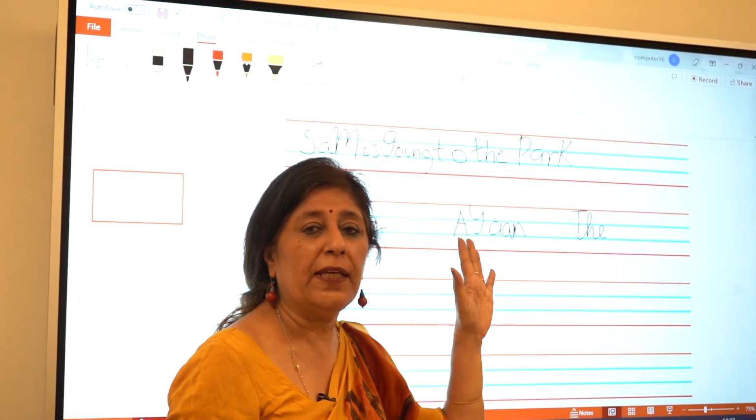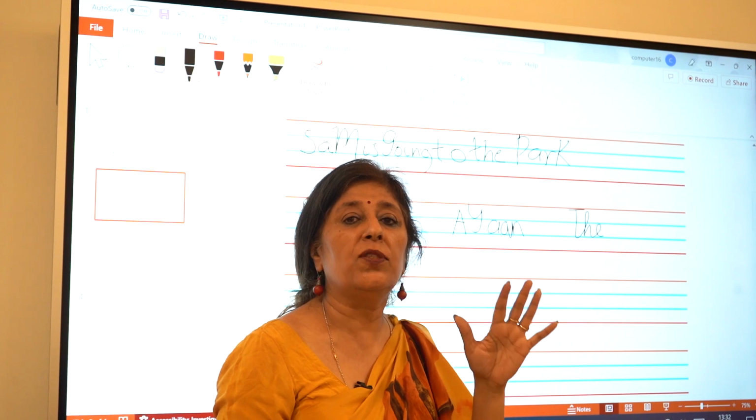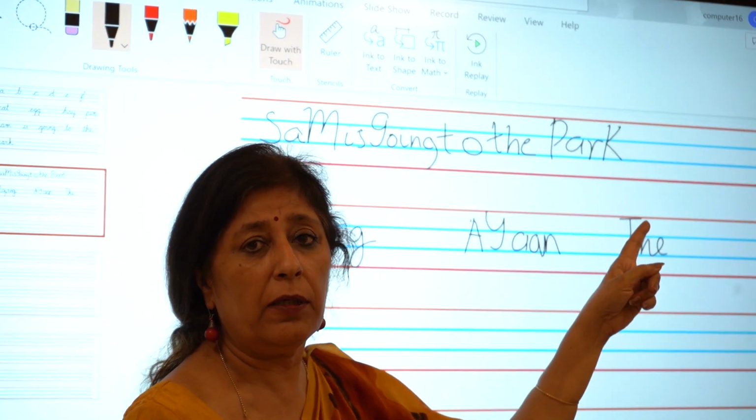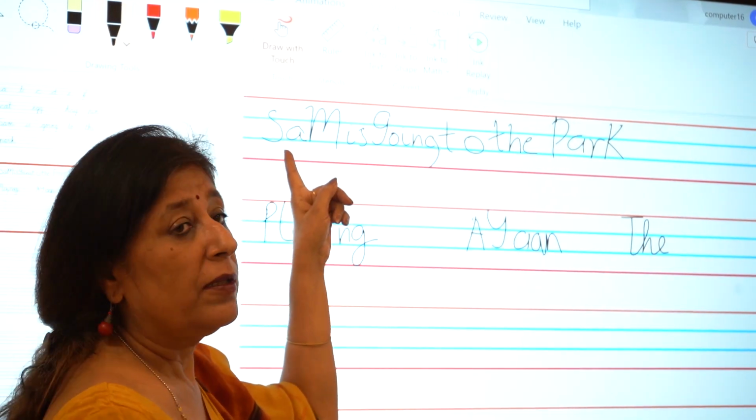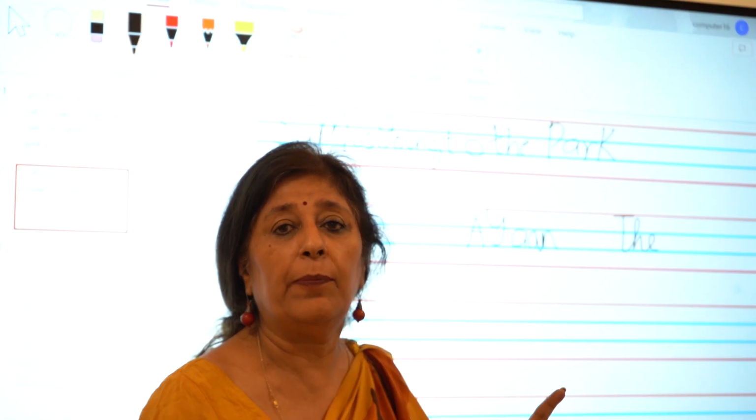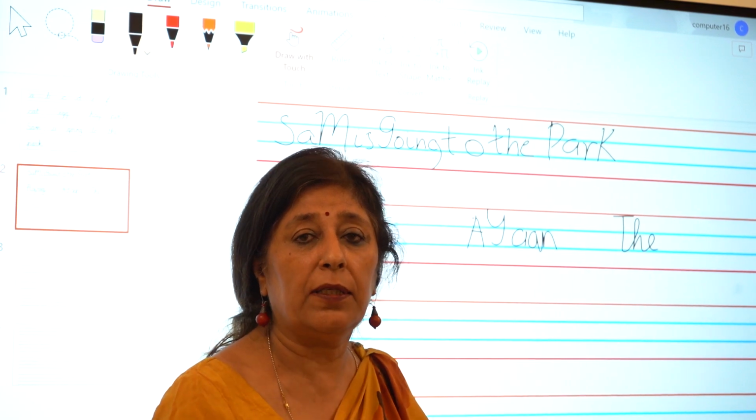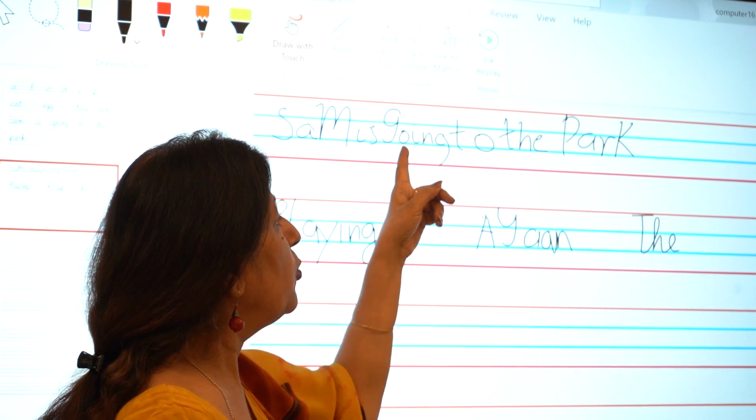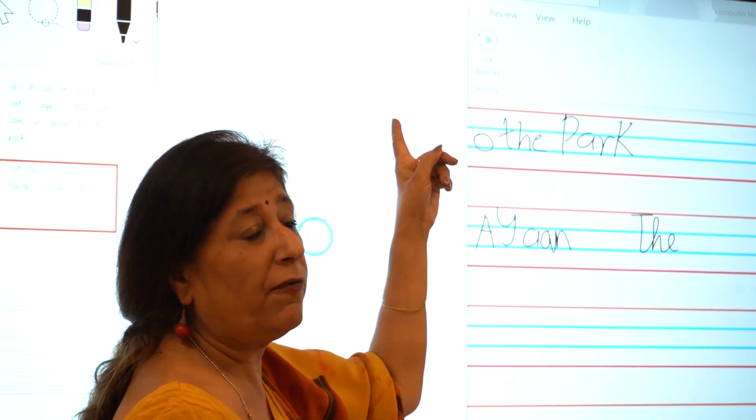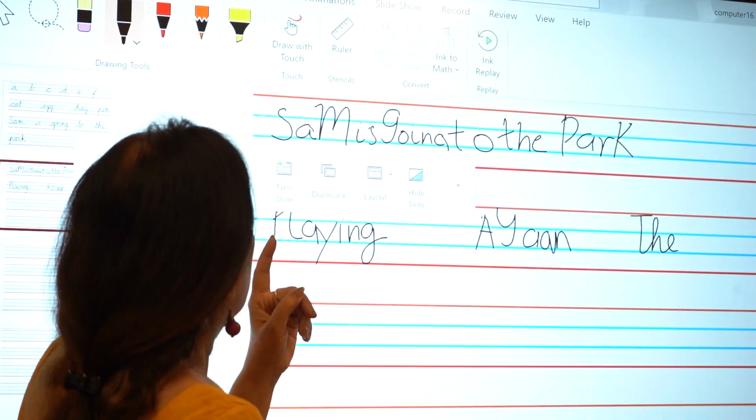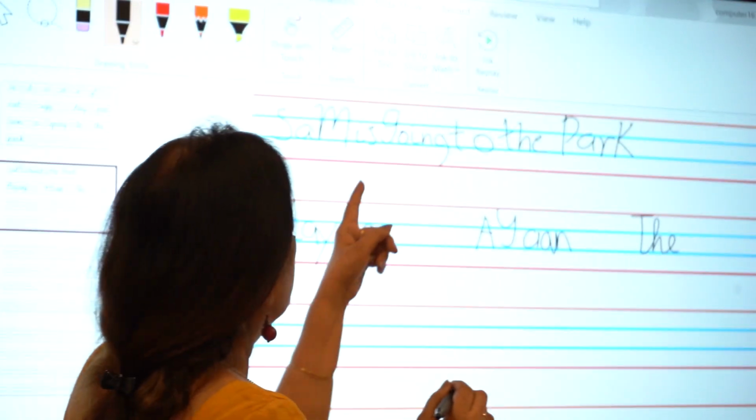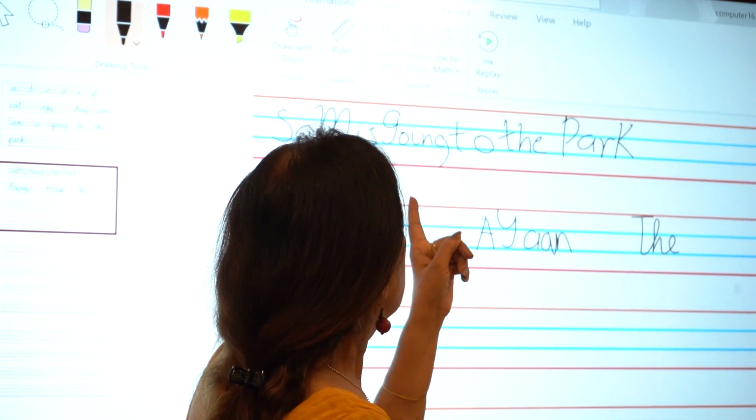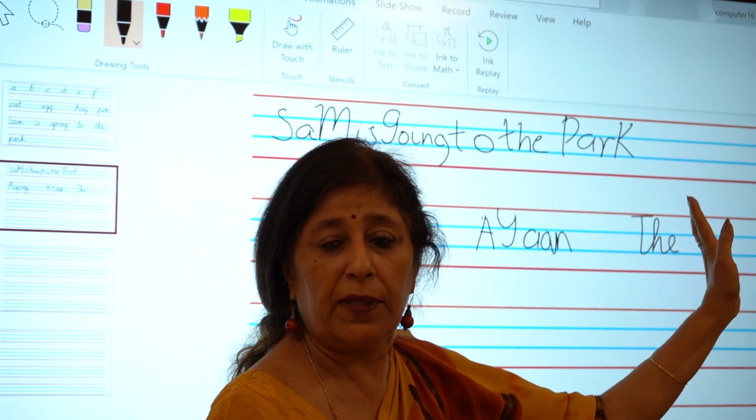Alright, so here is a sentence which I have picked up from a child's worksheet. The same sentence which I showed you earlier, Sam is going to the park, but if you see over here, the child has no concept of when to use a big letter or a small letter or a capital letter. The G, which is supposed to come in the bottom 3 lines, is coming somewhere up. You can see there's no spacing between the words. So it's all jumbled up and it comes like this.